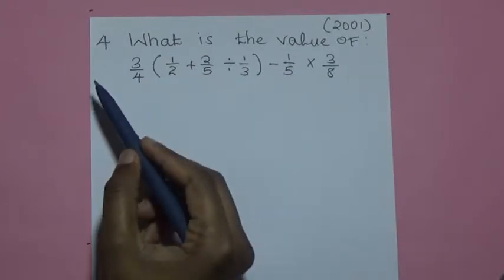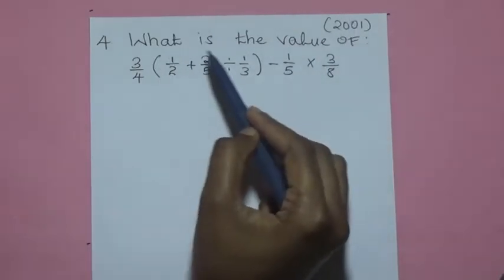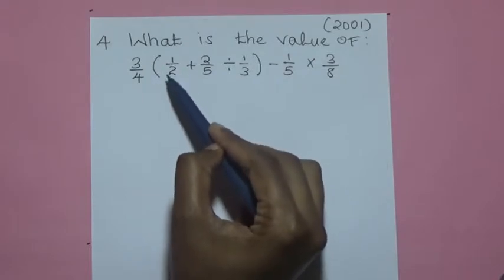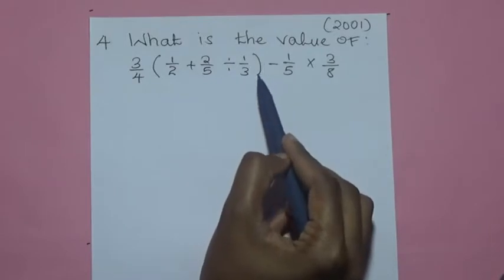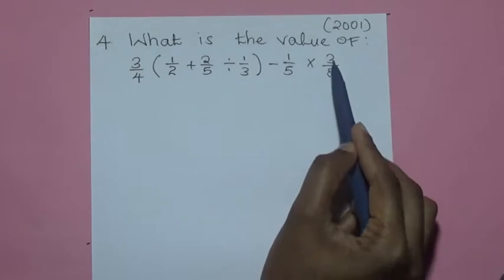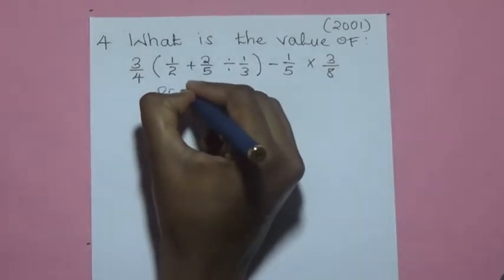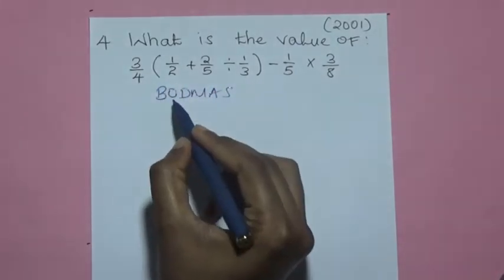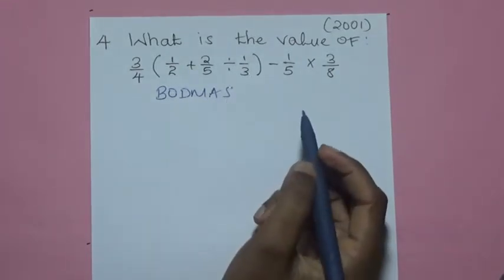We look at question number 4. This was in the year 2001. What is the value of 3/4 (1/2 + 2/5 ÷ 1/3) − 1/5 × 3/8? So we are going to use BODMAS, which you have said it means brackets, of, division, multiplication, addition, and subtraction.